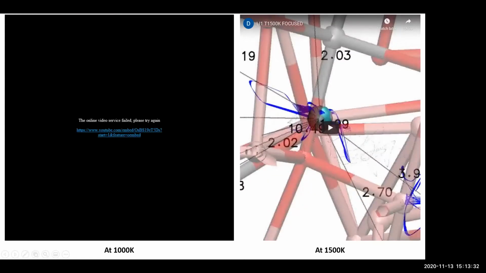We'll discuss how the mobility of the lithium ion is connected with the concentration of the vacancies. We'll discuss that later. So let's just see a movie that we have created from our molecular dynamics.